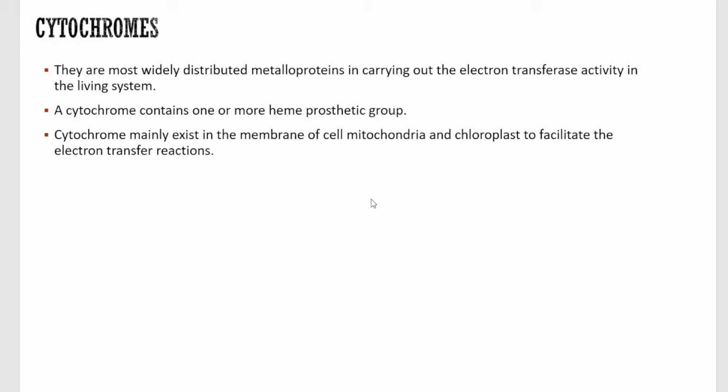And where does the cytochrome exist? It exists in the cell mitochondria and also in the chloroplast, because these are the two places where these electron transfer reactions take place. In chloroplast, you know that during the photosynthesis light phase reaction, there is electron transport taking place. And in mitochondria also, during the generation of energy, there is electron transport taking place. So in those two places you can find cytochrome.